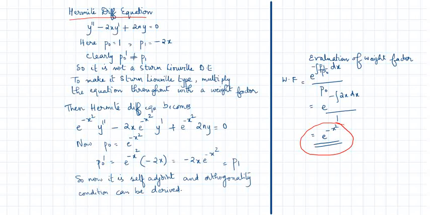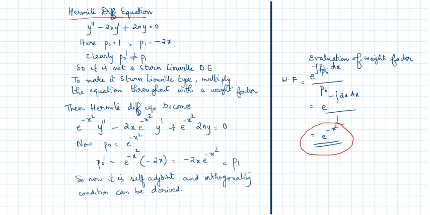Hello. In this lecture, we will be seeing how to arrive at the orthogonality relation satisfied by Hermite polynomials. For that, consider the Hermite differential equation, which is as shown here. From this, we can write P naught is equal to 1 and P1 is equal to minus 2x, where P naught and P1 are the coefficients of y double dash and y dash respectively. It is very clear that P naught prime is not equal to P1.